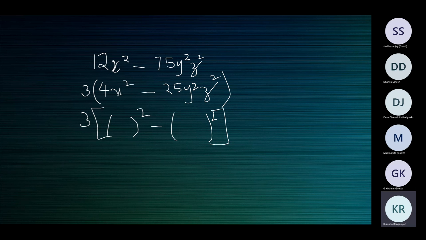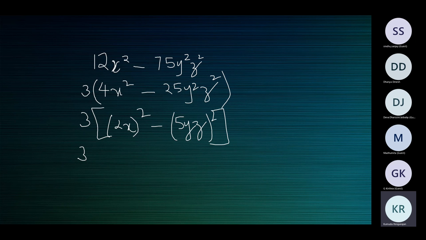So what should I write in the bracket? 2x, ma'am. Correct. And here? 5y, ma'am. 5yz. Very good. Next step.